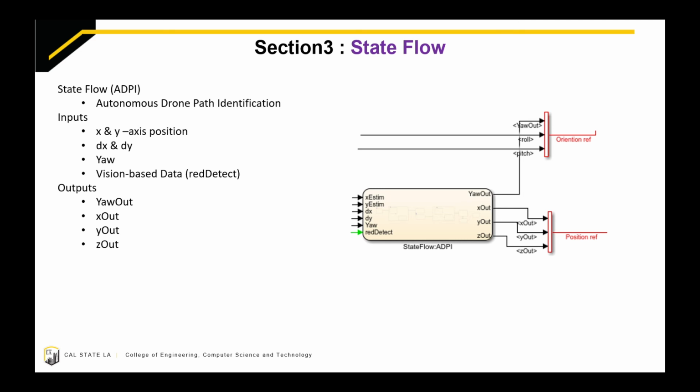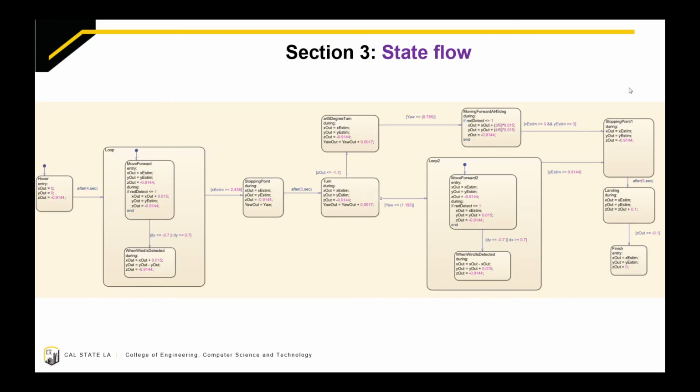The output of the state flow will be yaw out, x out, y out, and z out. These outputs will be discussed in the section 4 updated reference command. Section 3 shows an overview of our state flow block that shows all the necessary command blocks that are needed for the drone to complete the path in Simulink.